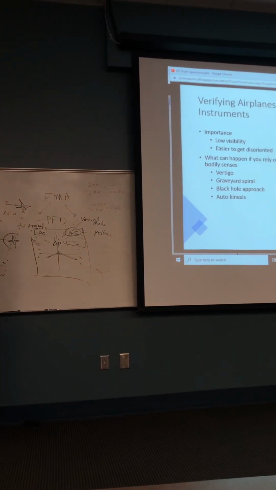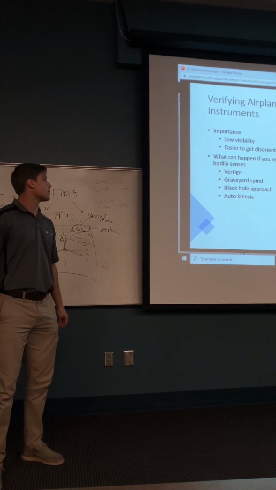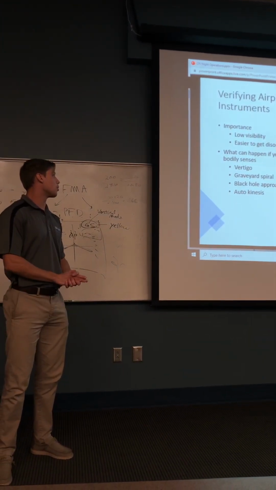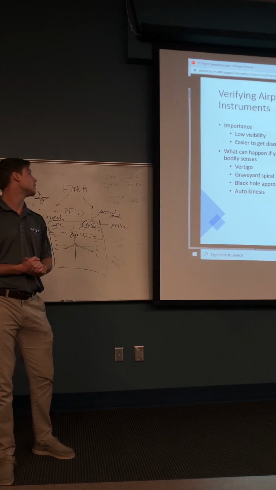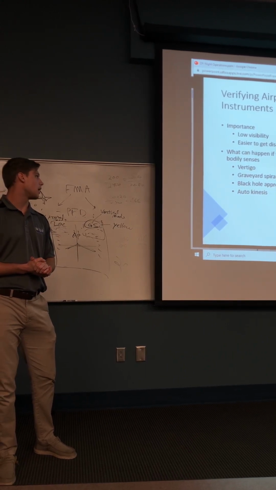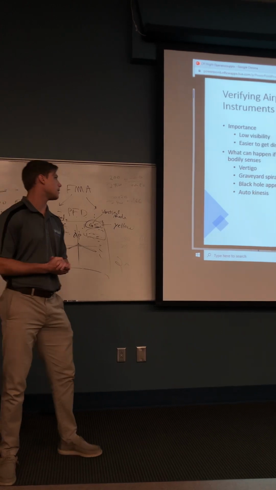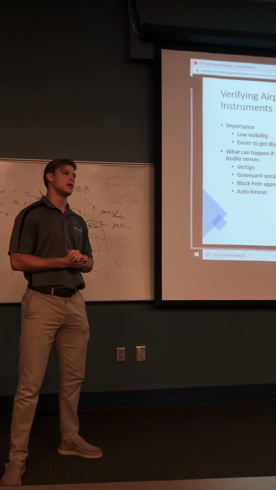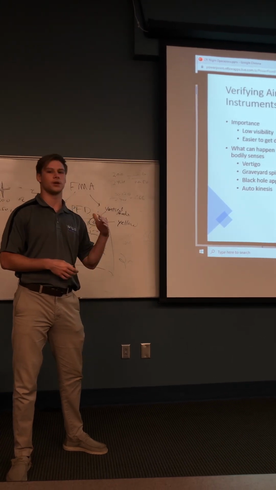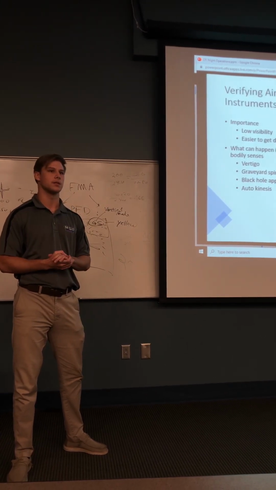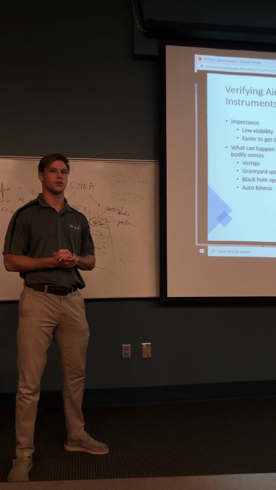So verifying the airplane's attitude with reference to instruments. The importance in low visibility is that it is very easy to get disoriented. If you rely on your bodily senses too much and don't trust the instruments, you can experience vertigo, which would be like if a light's flickering in your plane, you start getting disoriented, and you kind of feel like you're seasick and whooshy.